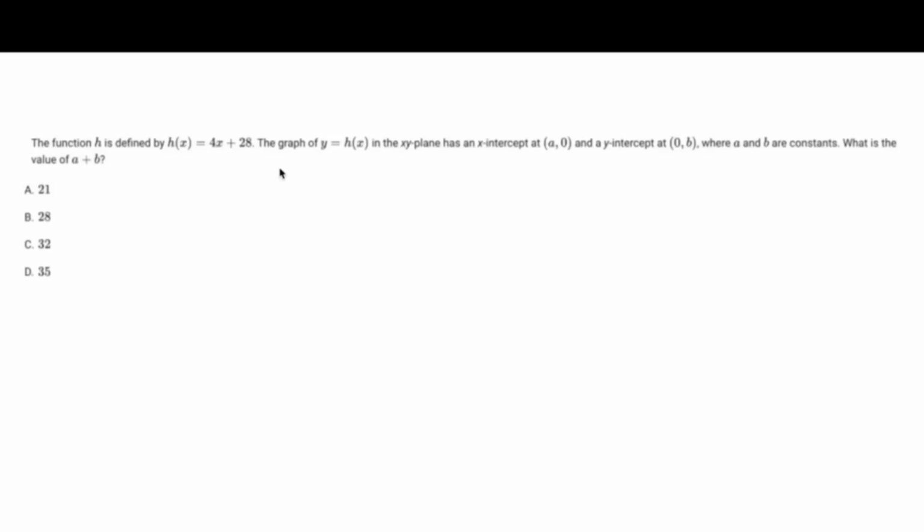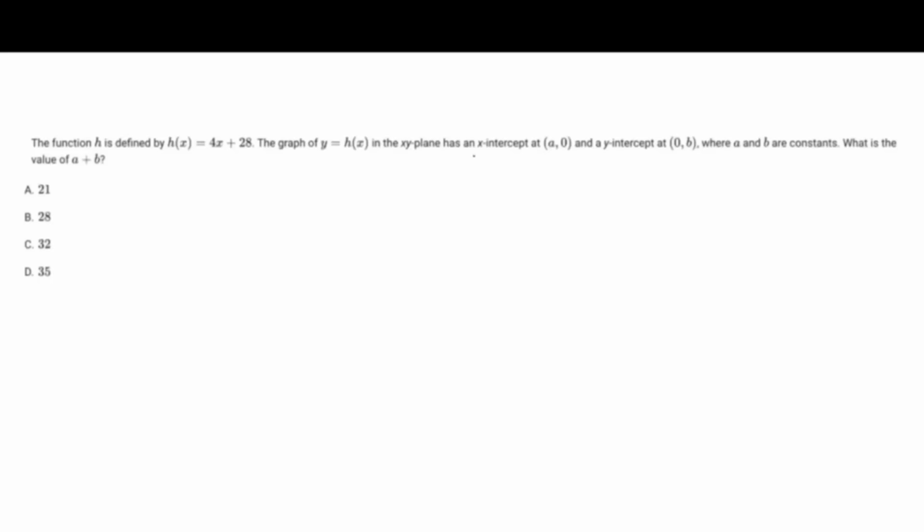The function h is defined by h of x equals 4x plus 28. The graph of y equals h of x in the xy-plane has an x-intercept at (a, 0) and a y-intercept at (0, b), where a and b are constants. What is the value of a plus b? All right, so first off, you guys can just plug this equation into Desmos, find the x and y-intercepts, their corresponding x and y values, and then add them together, right? But we don't want to endorse becoming reliant on Desmos, so let's just solve this algebraically for fun.